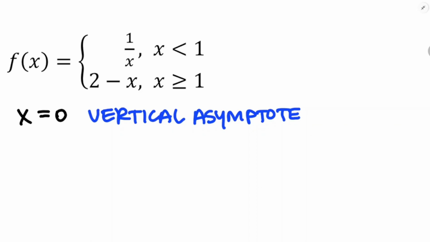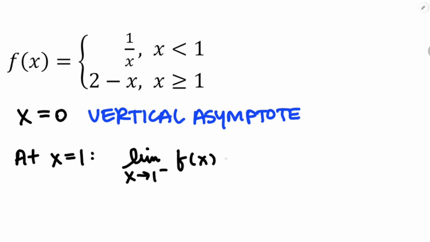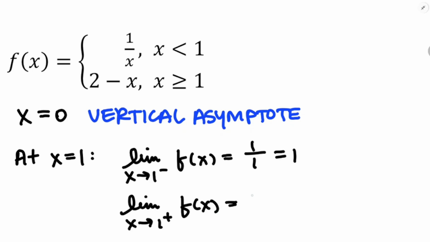Then y equals 2 minus x, that's a line that's going to be continuous everywhere. We do probably want to check what's going on at x equals 1. So at x equals 1, the limit of f as x approaches 1 from the left would be what I would get if I plugged x in for 1 on the first piece. So 1 over 1, and that's going to be 1. And as x approaches 1 from the positive side, f of x is equal to 2 minus 1, which is also 1. So the limit exists.